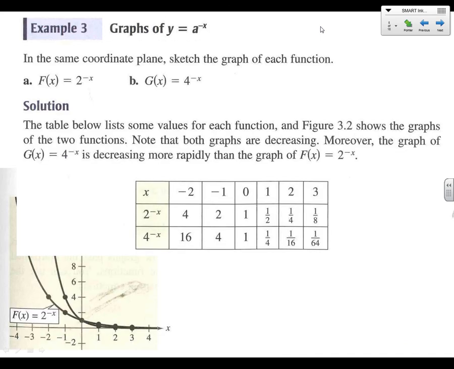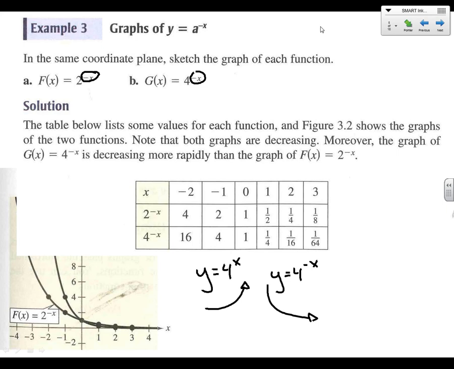Looking at something similar here on example 3, we're going to have a negative exponent, 4 to the negative x, and 2 to the negative x. And so the graphs are going to look exactly the same as 2 to the x and 4 to the x, but they're flipped horizontally. So they're flipped. This was y equals 4 to the x, looks like this. Y equals 4 to the negative x, looks like that. So we'll flip things around.